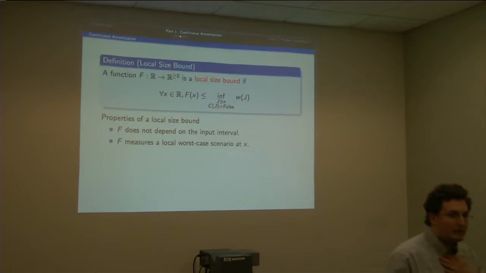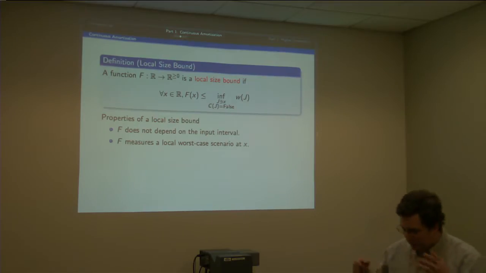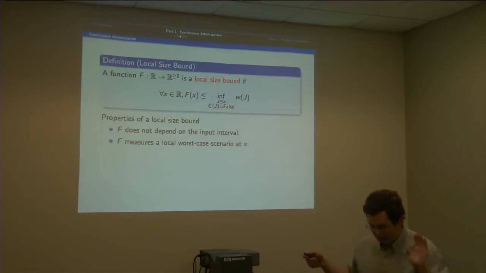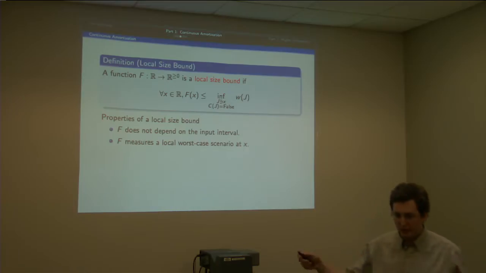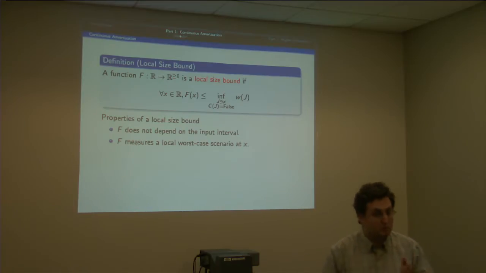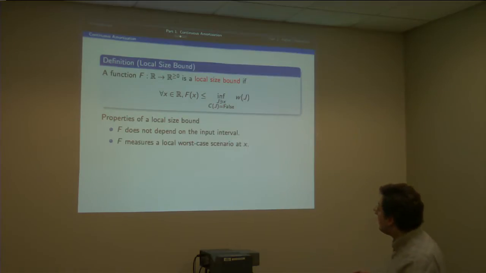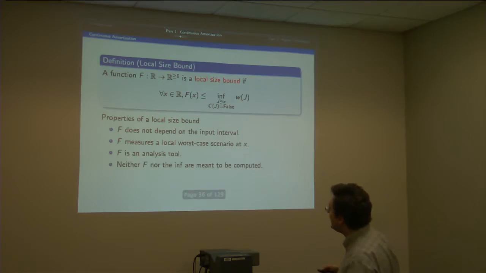Notice it does not depend on the input interval. It's not saying the intervals that you get from subdivision or anything like that. It's just saying, okay, what's the worst that can happen at x? What's the smallest interval that has to be subdivided at x? All right, it's sort of a local worst case analysis. It's saying what's the worst that can happen at x.